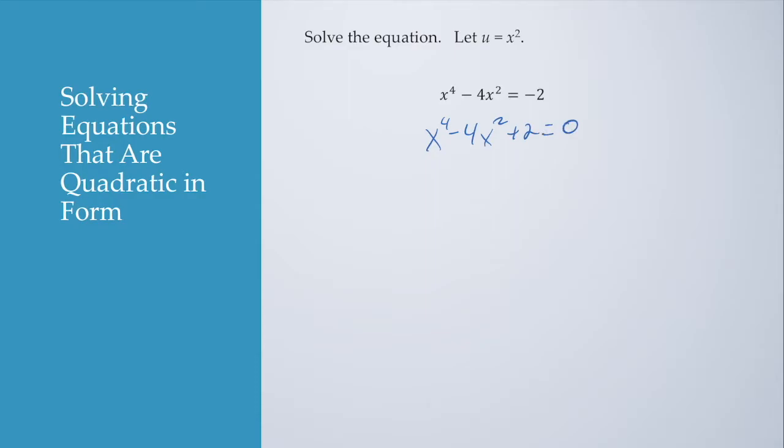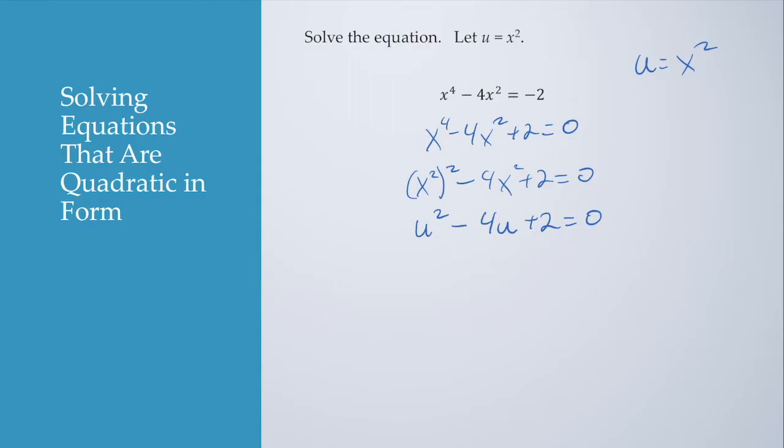And then I'm going to go ahead and define my u. In this case, u is going to be x squared. So that would mean my first term, x to the 4th, is u squared, and now I have u squared minus 4u plus 2 equals 0. And this is u substitution. If you have to take pre-calculus or calculus, you are going to see this again, I promise you.